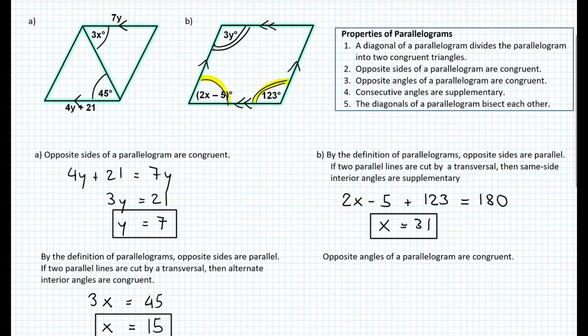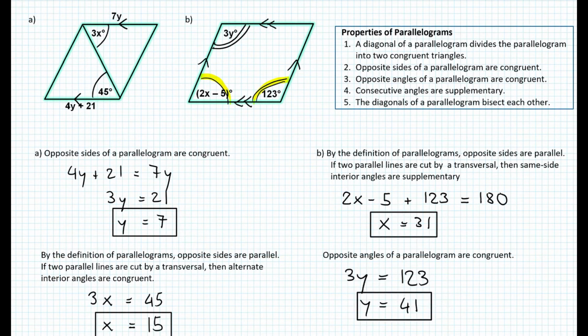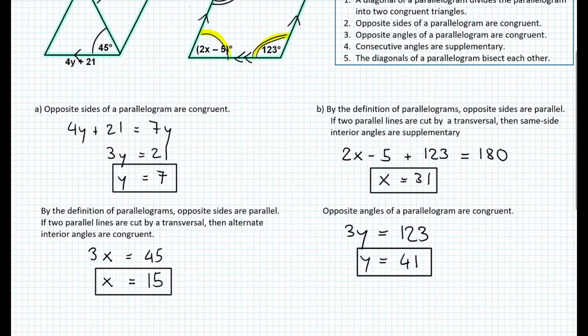So let's write that all in. Again, opposite angles are congruent. Therefore, we can write that 3y has to be equal to 123. And again, we want to solve for the value of y here. And let's see what we get. We get a y value equal to 41. So that's how we solve for the x and y value.